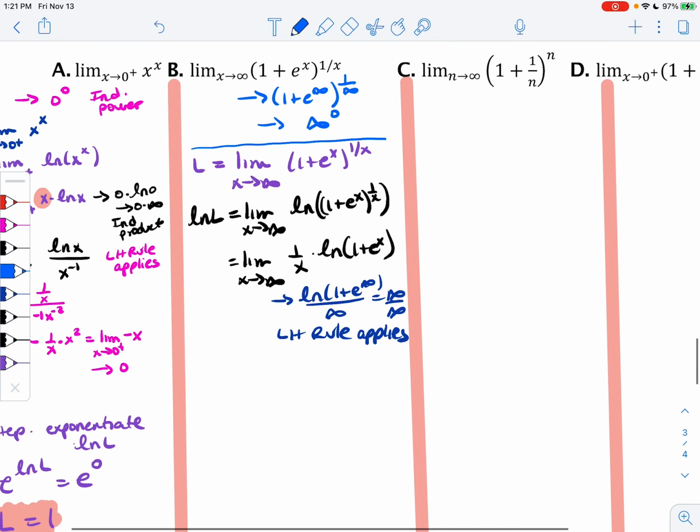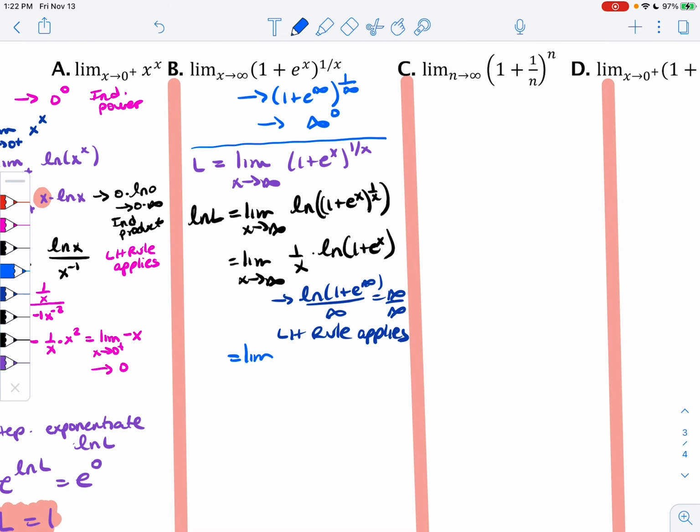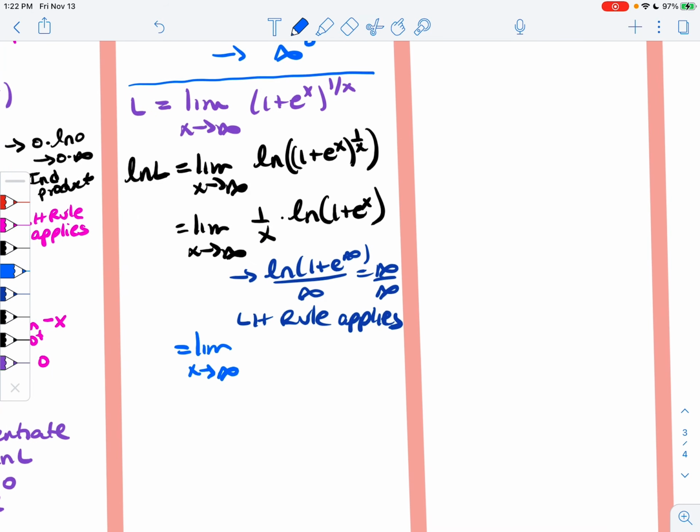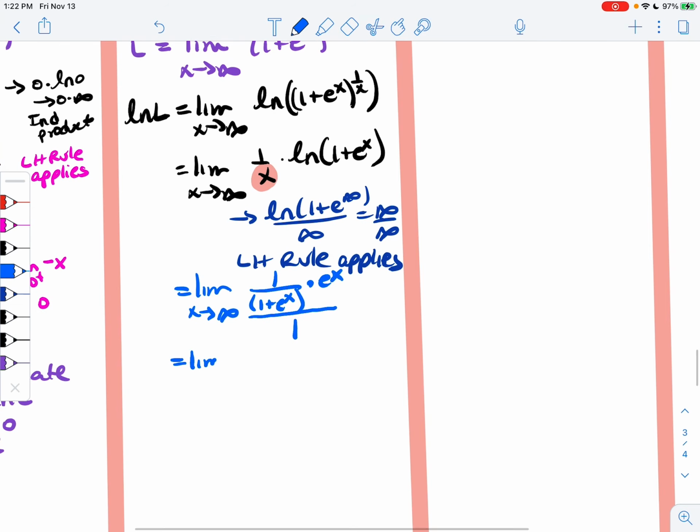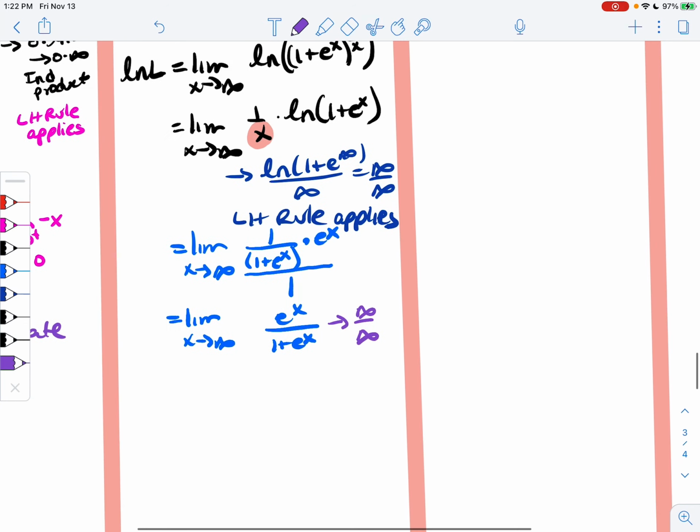So here I go using L'Hopital's rule, and that's going to equal the limit as x goes to infinity. The derivative of ln of 1 plus e to the x is 1 over the inside, evaluated at the inside, but then times the derivative of the inside. And then the derivative of x is just 1. So I have this limit, just to clean things up, is just e to the x over 1 plus e to the x. And that, again, if I take my limit going to infinity, that's going to infinity over infinity. And L'Hopital's rule applies again.